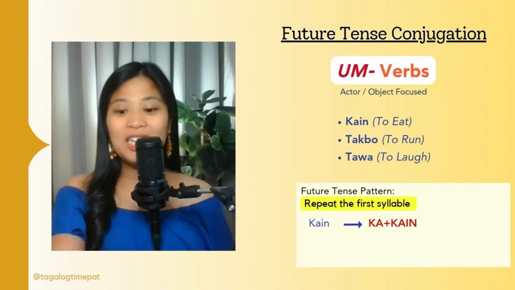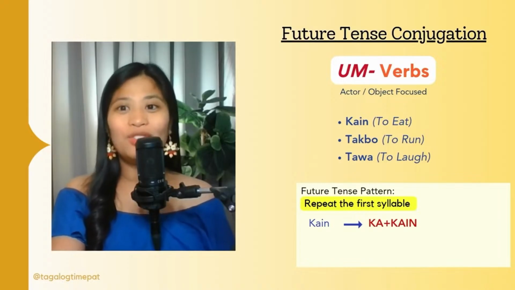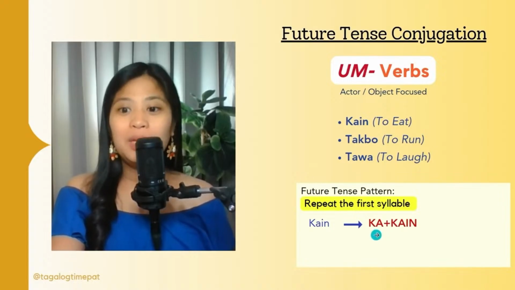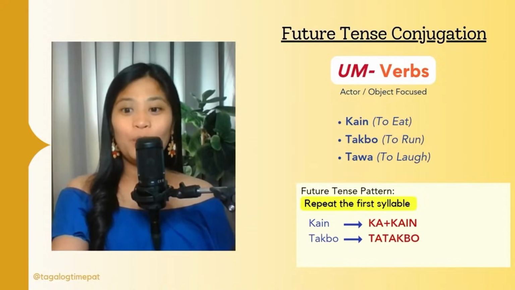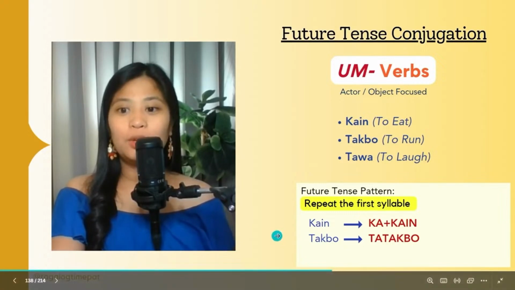So it's very interesting because now there's no infix at all for future tense conjugation of um verbs. You just simply repeat the first syllable. So let's take a look at takbo, which means to run. Takbo in the future tense becomes tatakbo. Tatakbo sila, they will run. Tatakbo. Again, you're just repeating the first syllable.